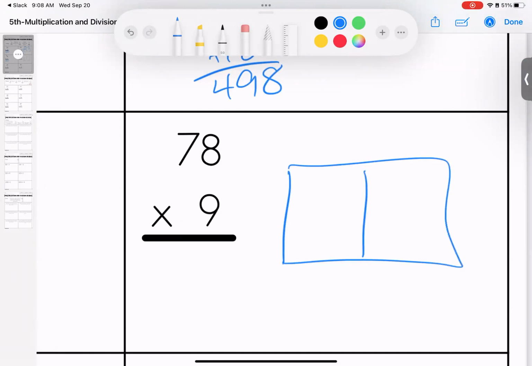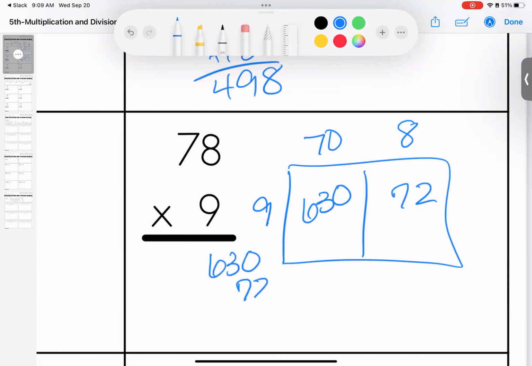And boxing, 78. 9. 9 times 7 is 63. Add a 0. 9 times 8 is 72. 630 plus 72 is 702. We're looking for 702.